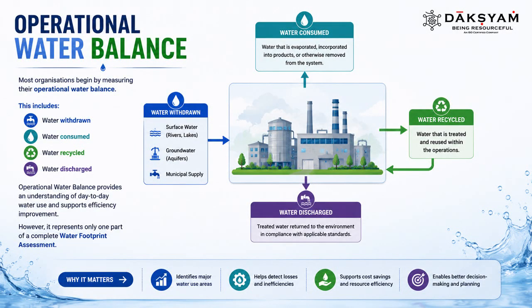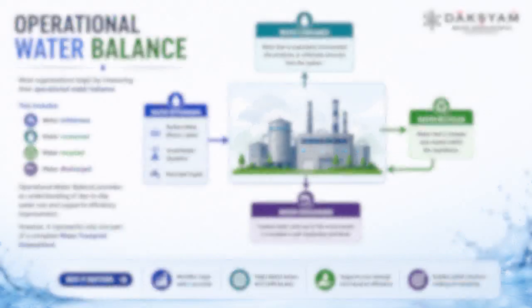Most organizations begin their journey by understanding where water flows through their operations. This is known as the operational water balance. Water enters the organization through various sources, is used in different processes, and eventually leaves as recycled water, treated discharge, or unavoidable losses. By mapping this flow, organizations can identify leaks, reduce waste, improve recycling, and make better operational decisions. However, this operational picture is only the starting point. A complete water footprint assessment goes much further.